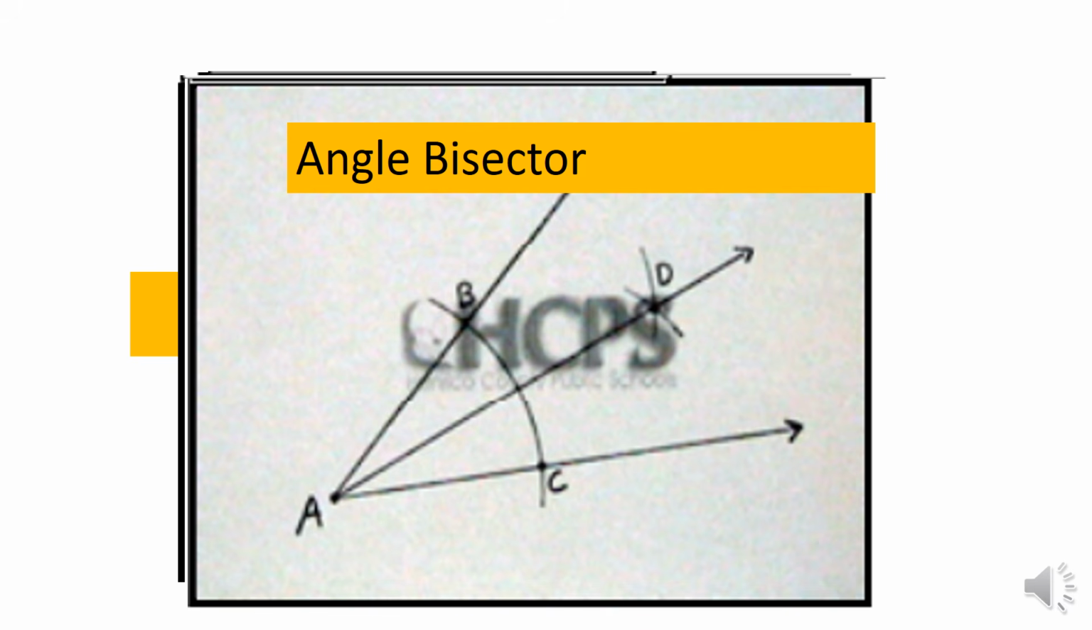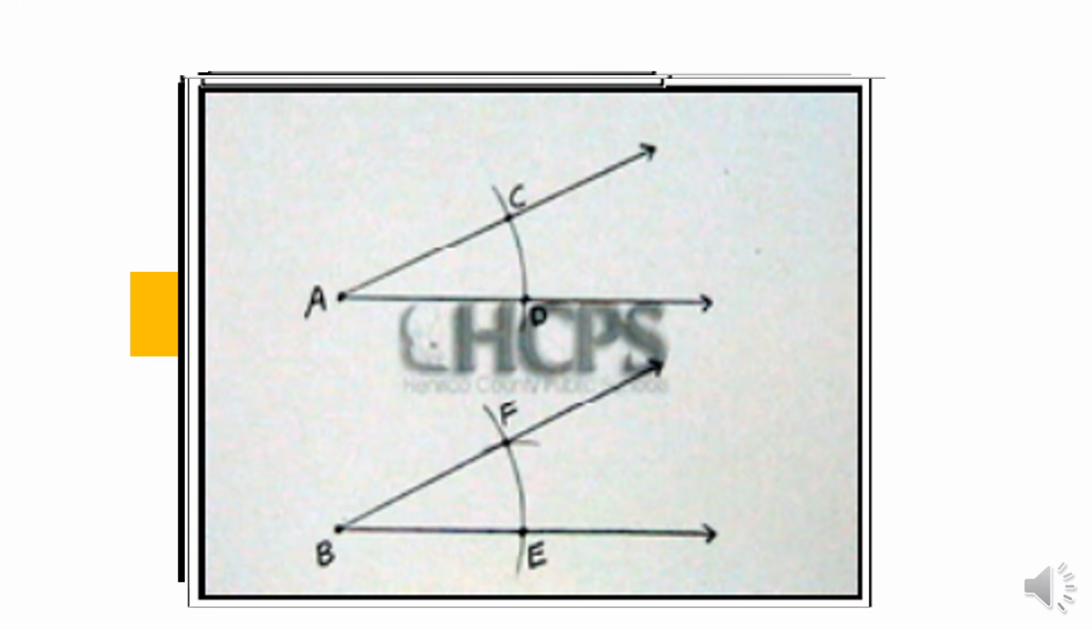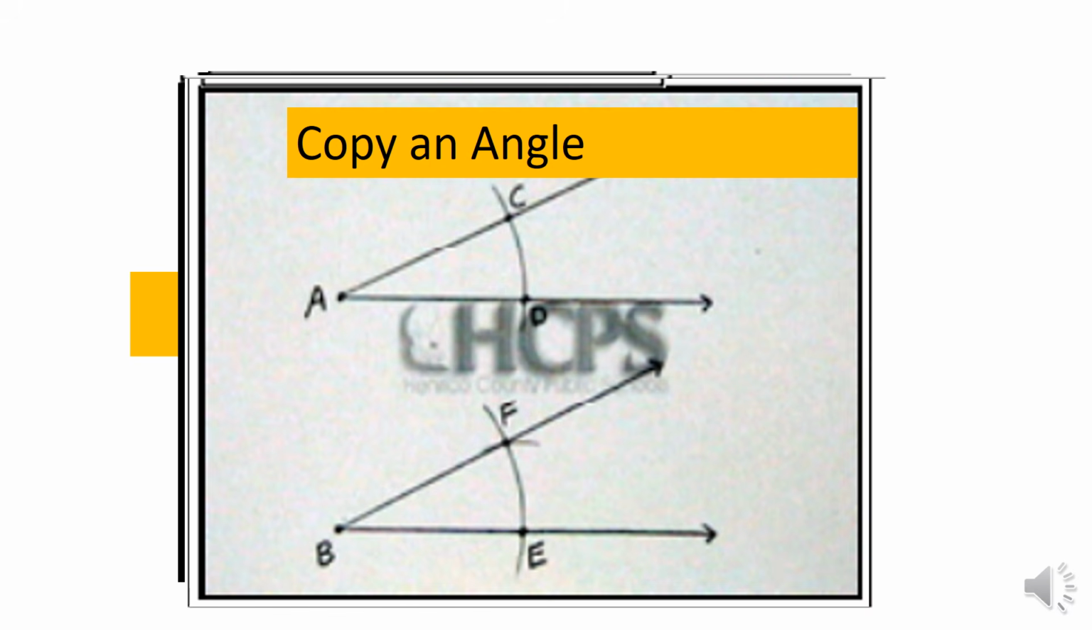If it's an angle and you've got the little arc X in the middle of it, angle bisector. If there's 2 angles, or if it looks like there's going to eventually be 2 angles, copying an angle. Or angle congruent to another angle.